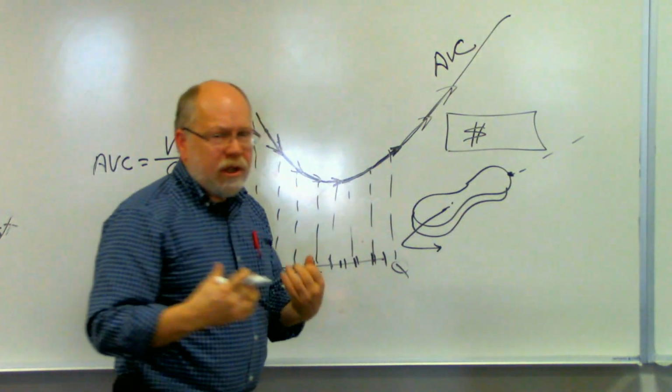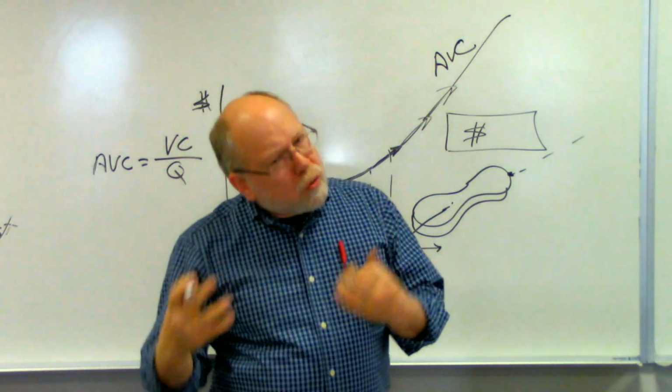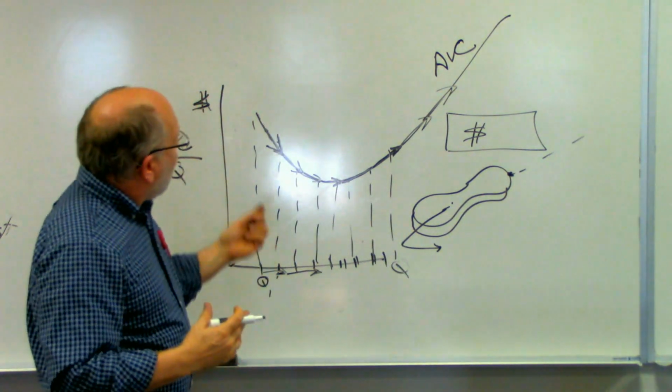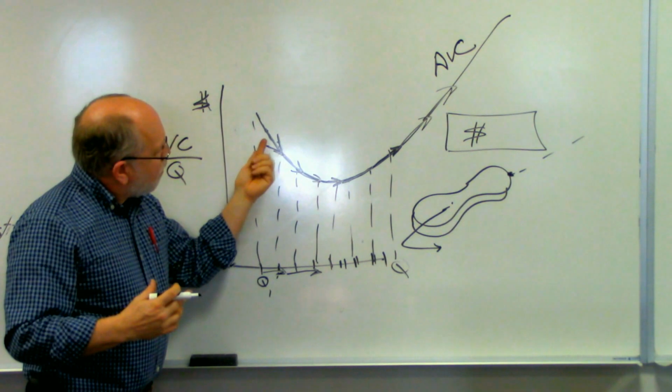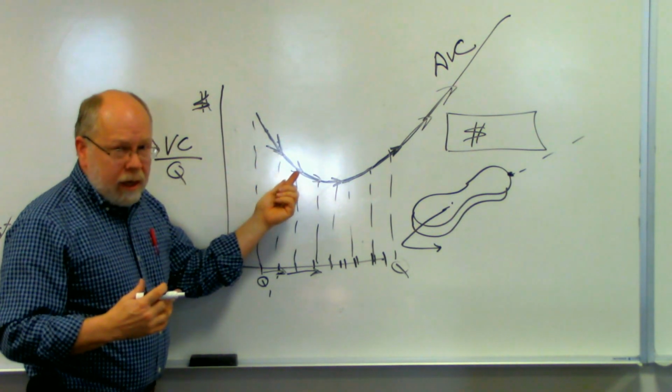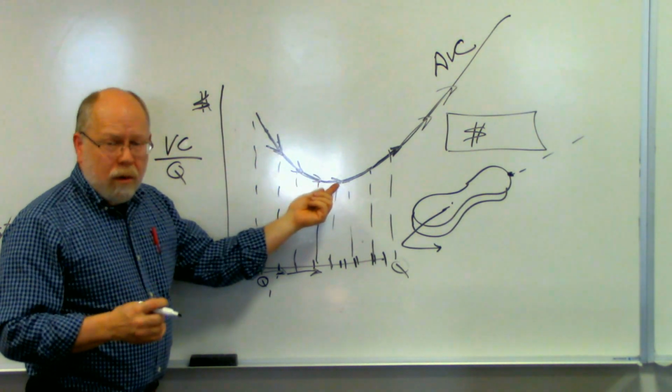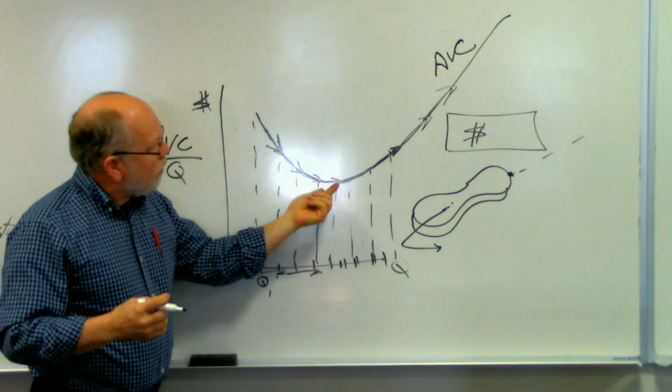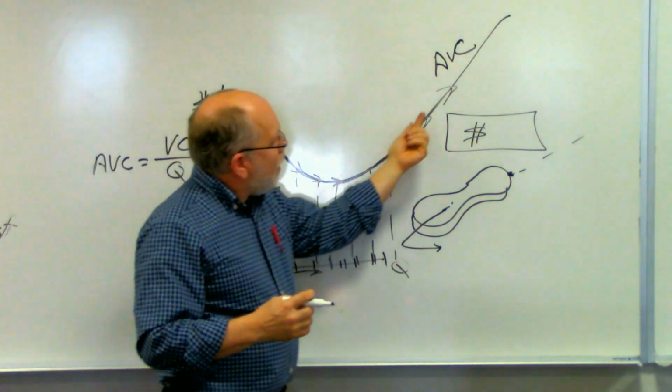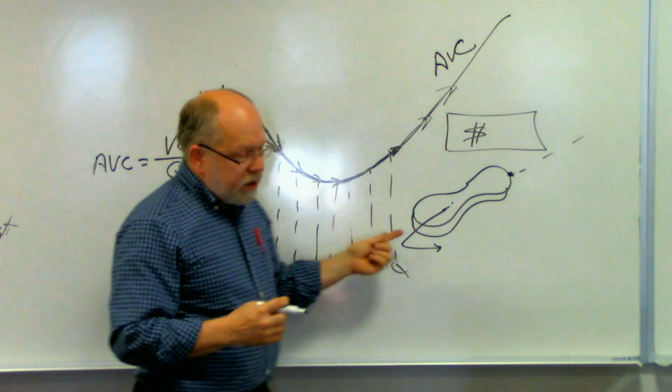Now, that was a short story version as to why the average variable cost comes down at the beginning, it bottoms out, no matter whether we're talking about labor or raw material, and it begins to go back up as we increase output.